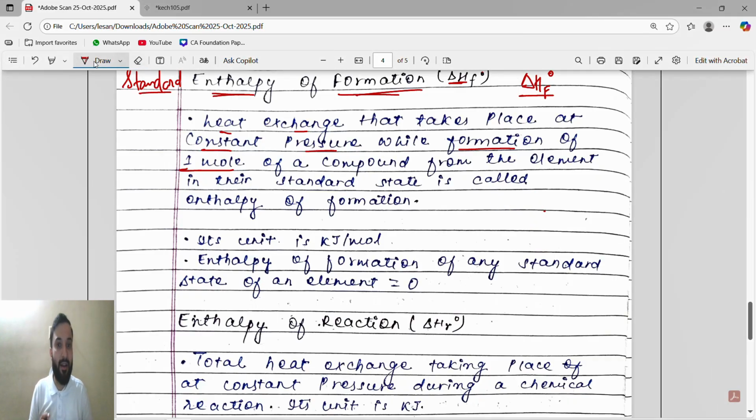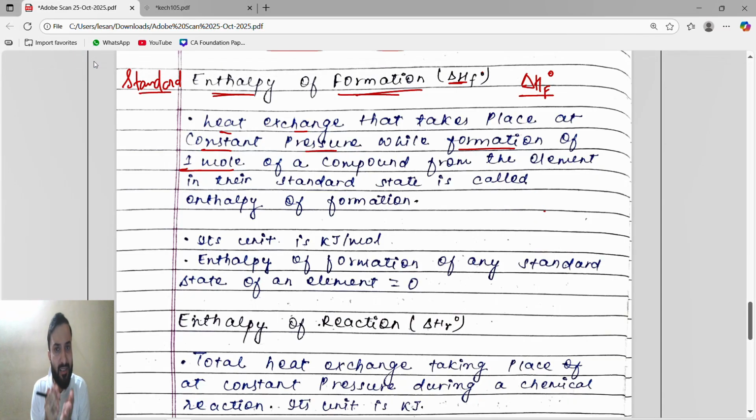Okay, so standard enthalpy of formation means heat exchange that takes place at constant pressure during formation of 1 mole of a compound from the elements in their standard state. We will form the compound from the elements and everything will be under standard state. Standard state means 1 atm at constant pressure. Okay, the unit is kilojoule per mole.